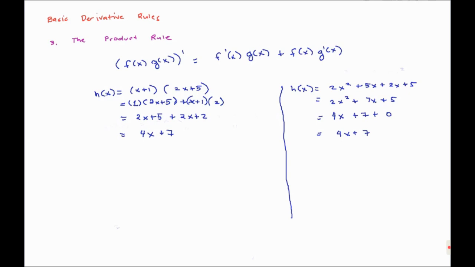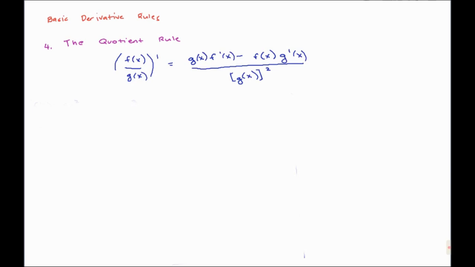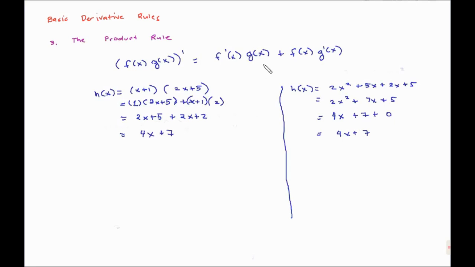Dito naman, we are going to employ subtraction. Parehas pa rin naman yung arrangement niya, halos. Magka-partner pa rin si g of x at saka si f prime of x, at saka si f of x at saka si g prime of x. But if you will take notice on the first formula that I introduced to you, the product rule, ganito yung itsura niya. So, get the derivative of the first, multiply it by the second function.